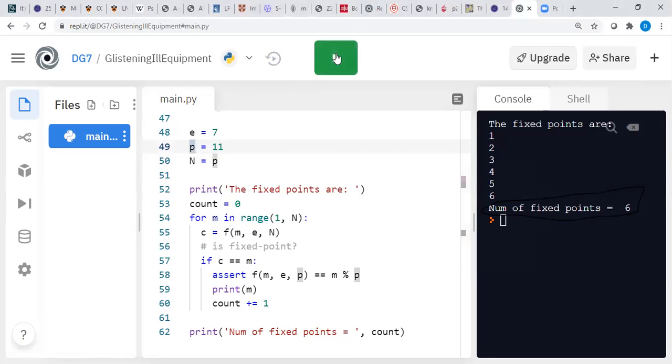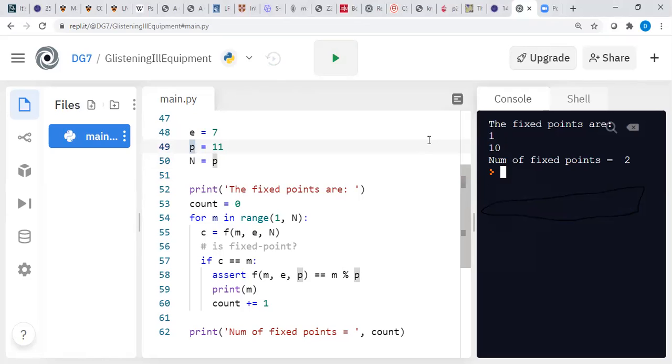Anyway, that doesn't matter. You should be seeing now GCD of 10, 6, which is 2. So only 2 fixed points. Yep, you see the fixed points are number 1 and 10. All right, so far, so good. So what it means is that we are able to easily calculate the fixed points for mod P and mod Q. And we learned how many fixed points are there.